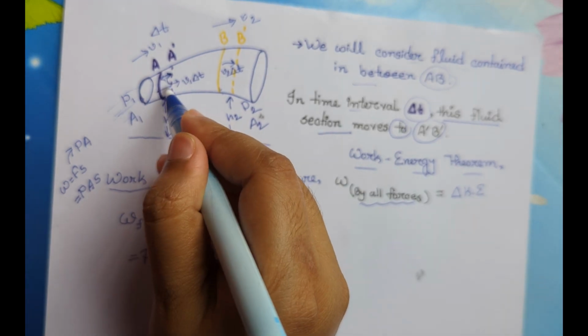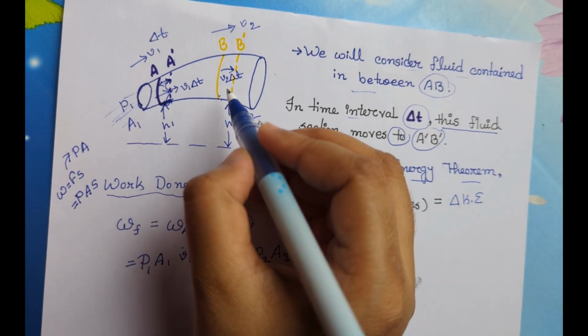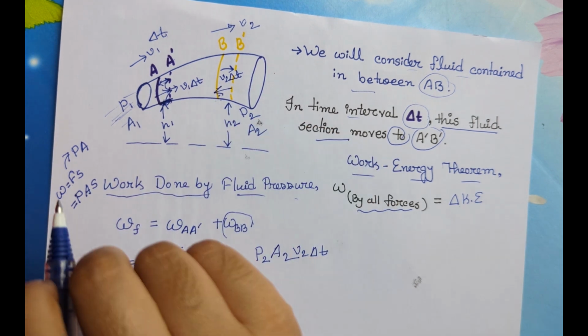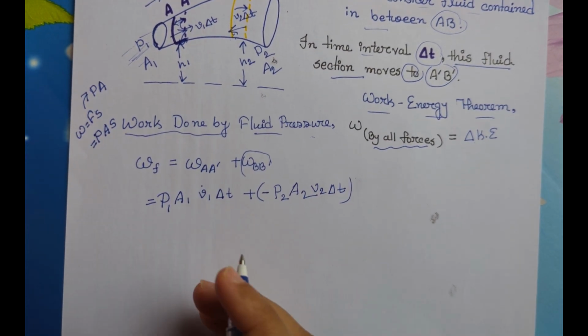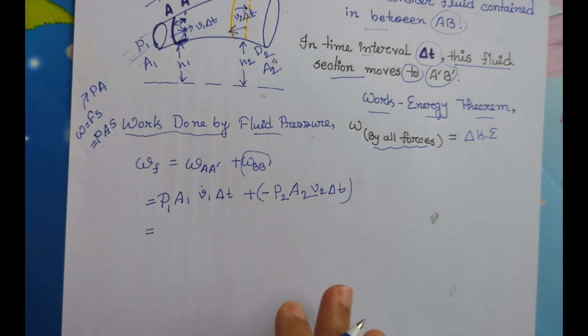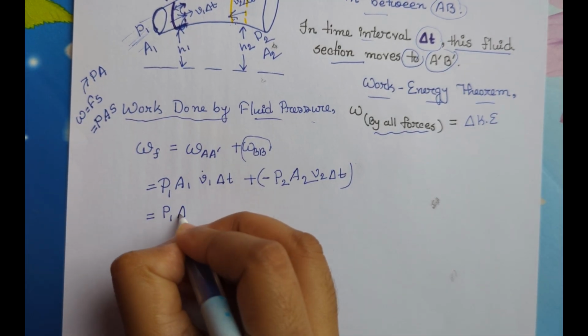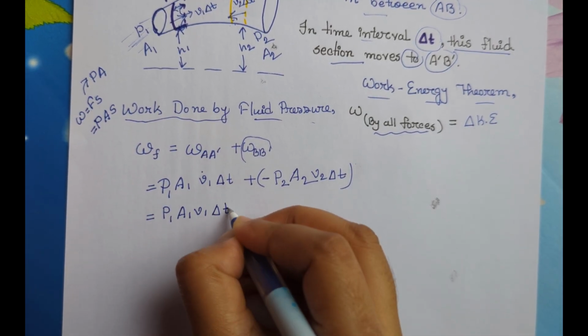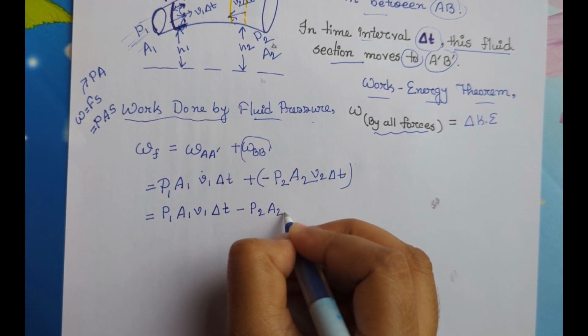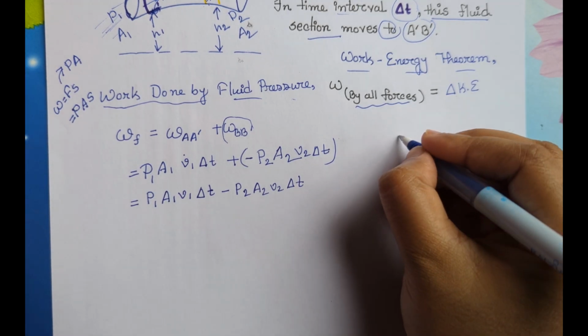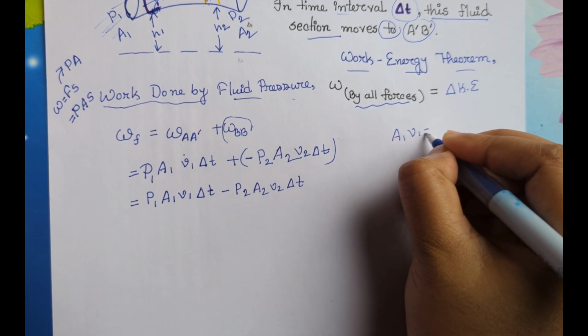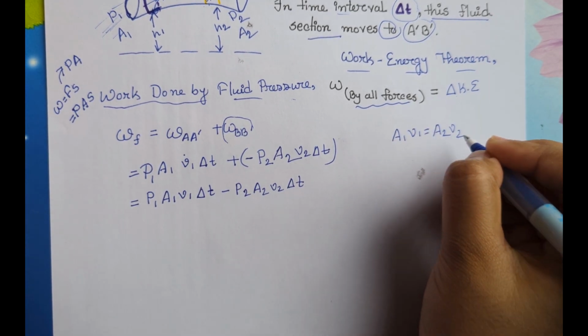But look at this. Here the pressure is working towards this direction, but here the pressure is working in the opposite direction. So here we will use this minus sign. If we further calculate, then we will get P1 A1 V1 del T minus P2 A2 V2 del T. From the equation of continuity, we know that A1 V1 equals A2 V2.